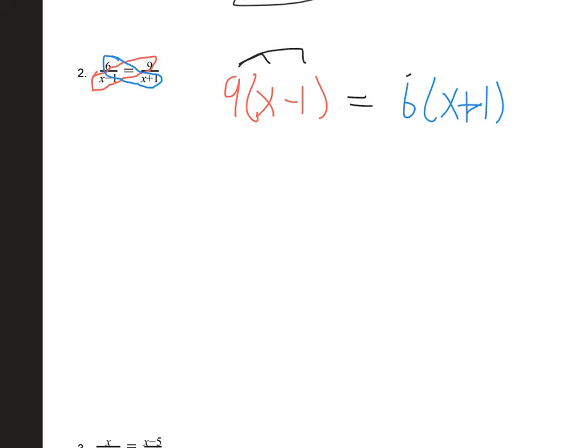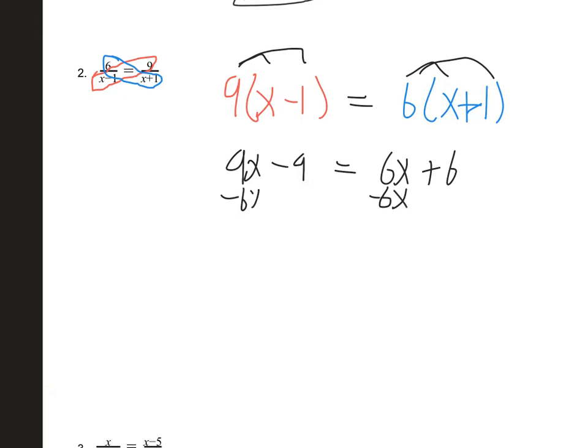Then we've got to distribute, right? So distribute this 9, distribute this 6. So 9 times x is 9x. 9 times negative 1 is negative 9. 6 times x is 6x. 6 times 1 is 6. Again, we need the x's and the constants all on one side, or on their own side. So we're going to bring the 6's this way. So these will cancel, and then I'll get 3x minus 9 over here equals 6.